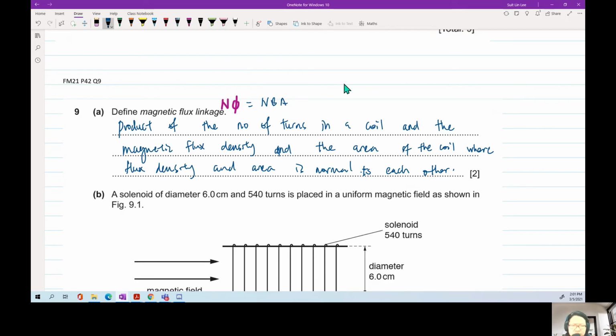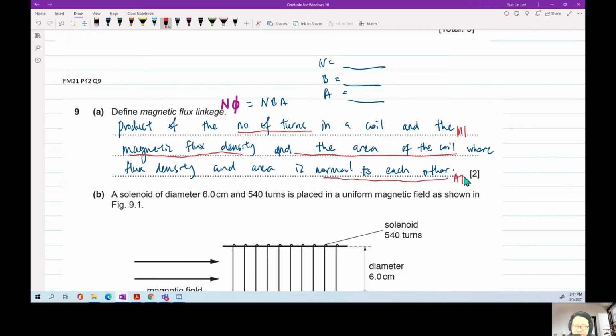You may be thinking, Miss, can I just write the equation? You can, but you've got to define the terms. What is N? What is B? What is A? All right, so we don't have the mark scheme, I'm just guessing. The product of the number of turns in the coil, the magnetic flux density and the area of the coil is 1 mark, M1. And then the flux density is normal to the area, this is A1.